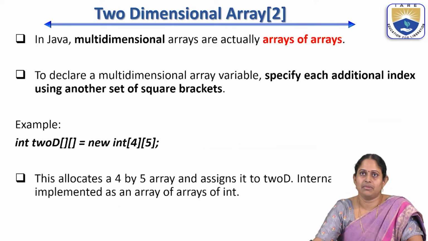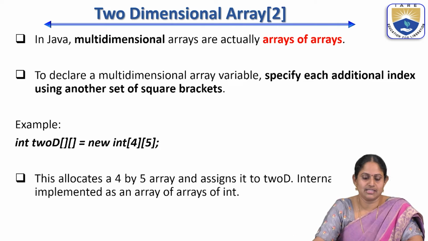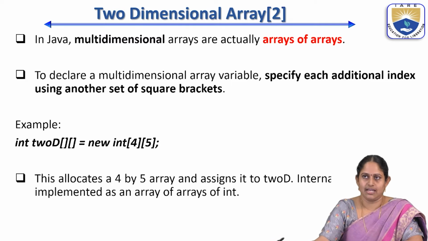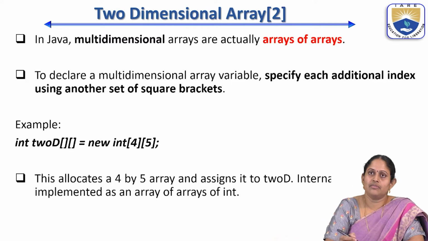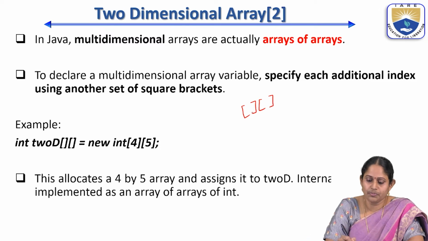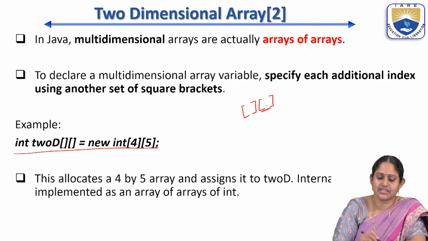Next is the two-dimensional array. A two-dimensional array is an array of arrays, so it is multi-dimensional. When you create a multi-dimensional array, you have to specify both dimensions. They have to be specified in two square brackets, so we have to use another set of square brackets. So this is the syntax.